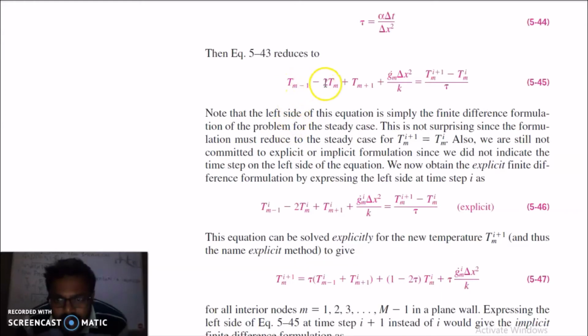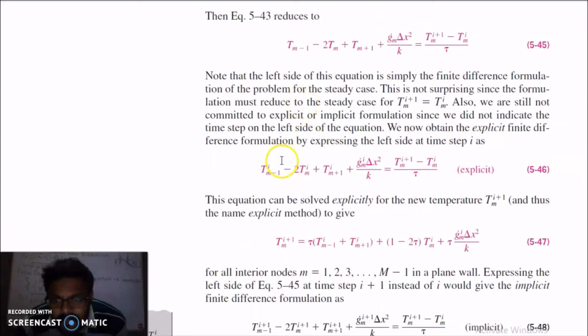So this equation here is simply the finite difference formulation of the problem for the steady case. This is not surprising since the formulation must reduce to the steady case for T_m. If this temperature becomes equal, meaning with the change in time your temperature stays the same, then this will become the steady case. Also, we are still not committed to an explicit or implicit formulation since we did not indicate the time step on the left hand side. So suppose we assign time step as i here.